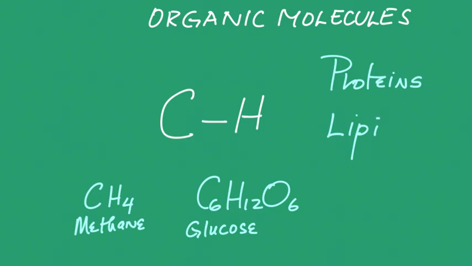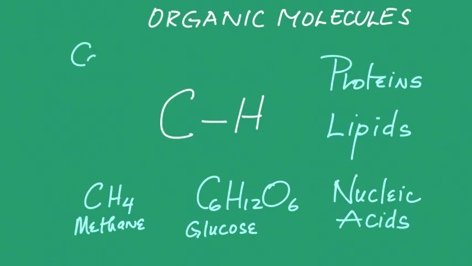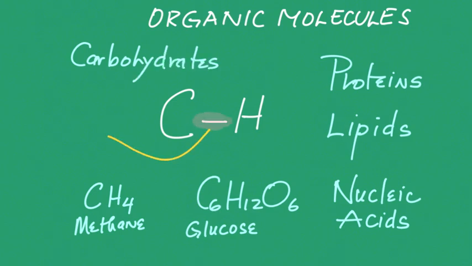There are four major organic molecules in the body, and they are proteins, lipids, nucleic acids, and carbohydrates. We call these macromolecules because there are many organic molecules strung together. So there's your covalent bond between carbon and hydrogen.